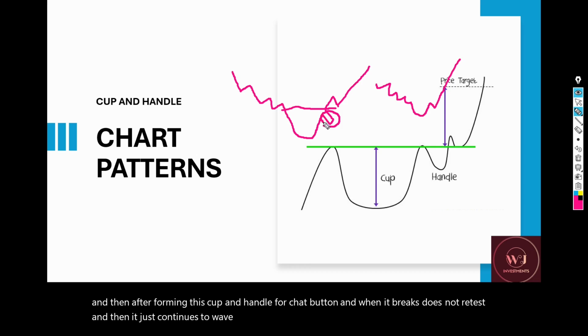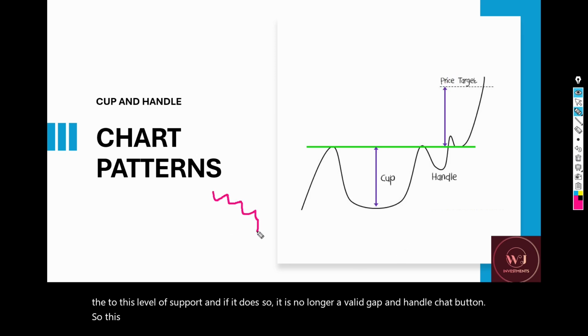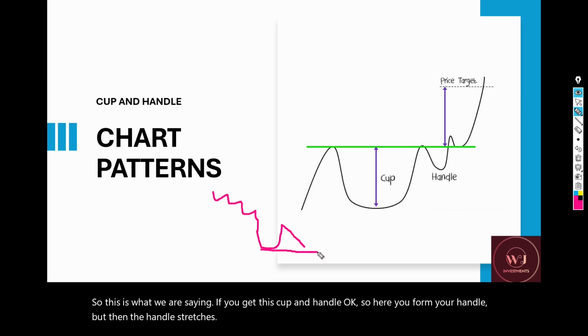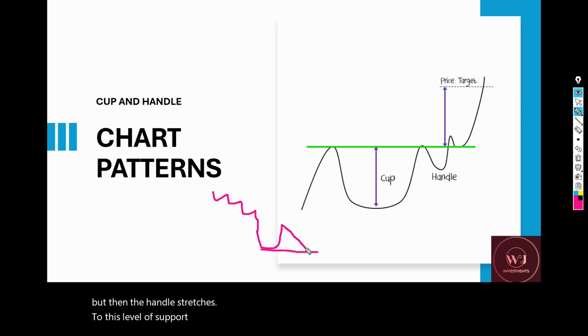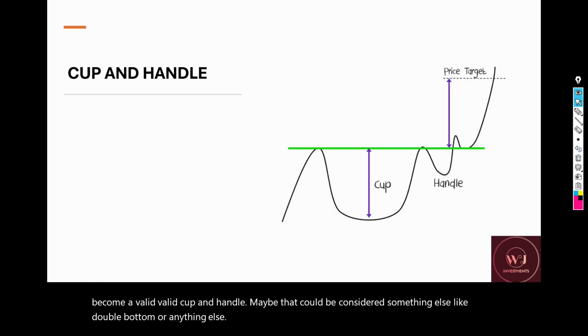This handle here is not supposed to come and drop to this level of support, and if it does so, it is no longer a valid cup and handle chart pattern. So this is what we are saying. If you get this cup and handle, okay, so here you form your handle, but then the handle stretches to this level of support, where the cup is seated, and then maybe it reverses, it would not become a valid cup and handle. Maybe that could be considered something else like a double bottom or anything else. So that is how the cup and handle looks.